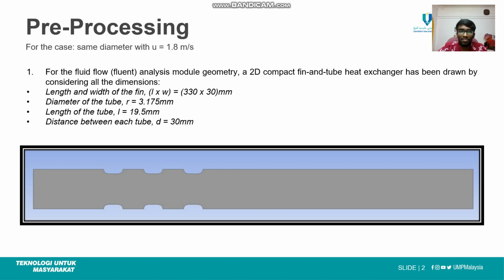For the fluid flow analysis, the model geometry, a 2D compact fin and tube heat exchanger, has been drawn considering all the dimensions as follows. Length and width of the fin 330 by 30 mm, diameter of the tube 3.175 mm, length of the tube 19.5 mm, and then distance between each tube is 30 mm.